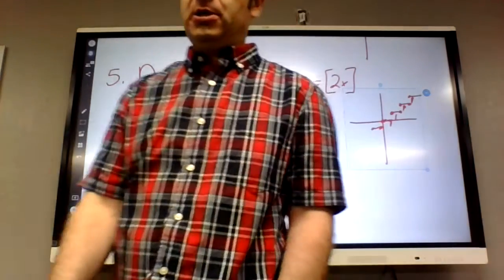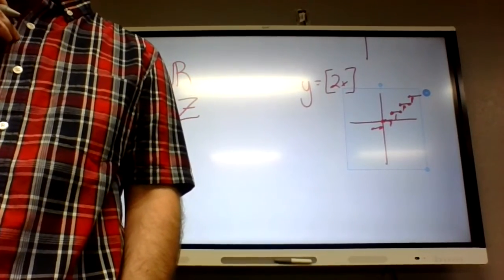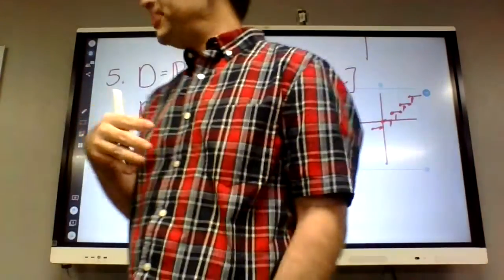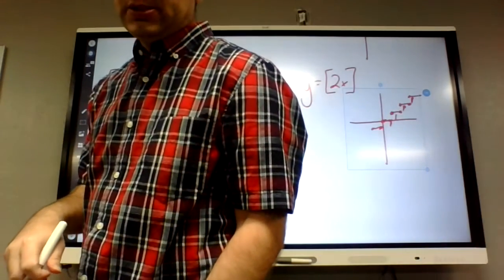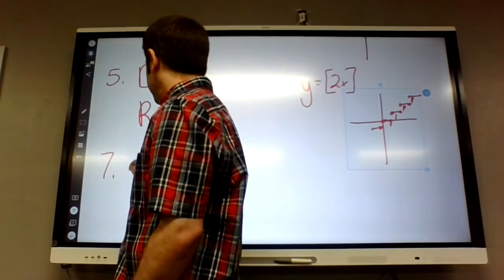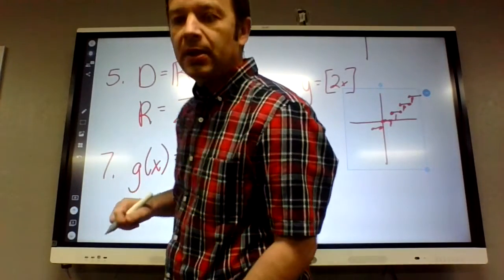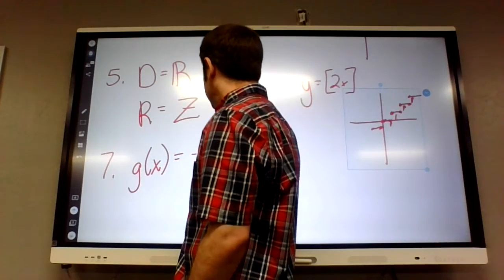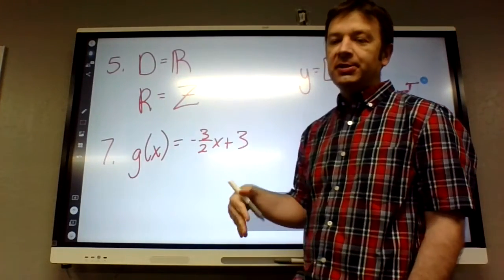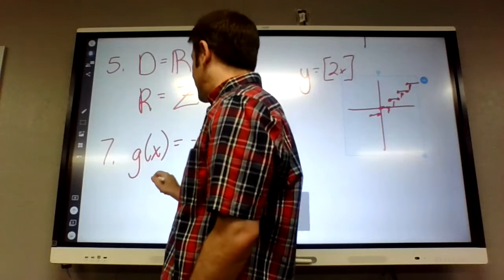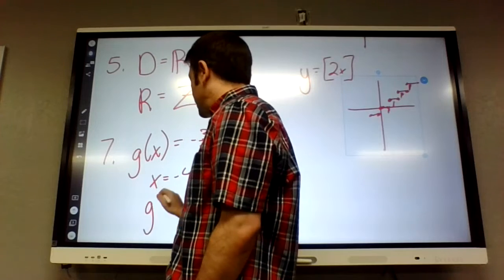Okay, number 7. Number 7's just plug stuff in, so here we go. Evaluate each function for the given values. That just means figure out what it is if x equals blah, blah, blah. So it's -3/2 x plus 3. It just tells us the x values, but sometimes instead of saying x equals -4, 0, 3, they might say, what is g of -4?